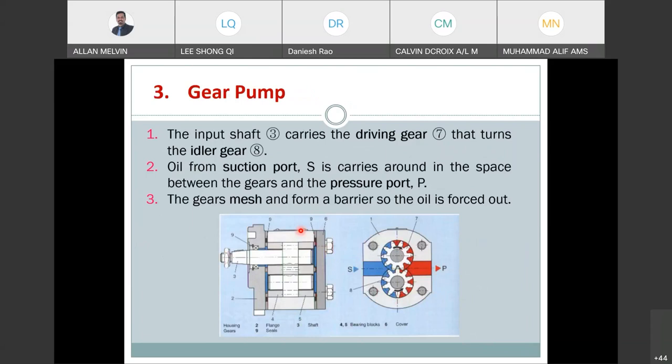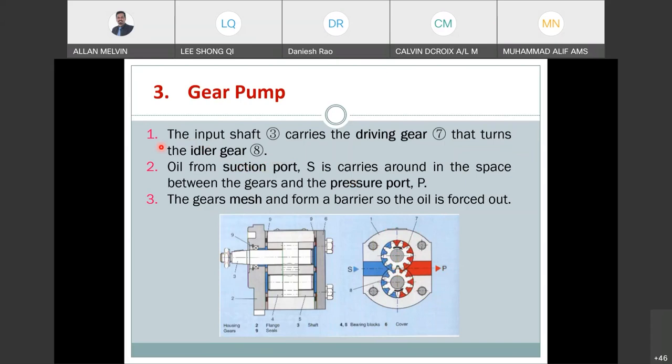And the third one is the gear pump. The gear pump is using a gear system inside. So the construction will be like this. You have two meshed gears inside. When this gear moves clockwise, the other gear will move counterclockwise, so it will create a space in between. That's why you can see there's a space in between. The oil will be drawn in, filling the space, and it will be pushed up.